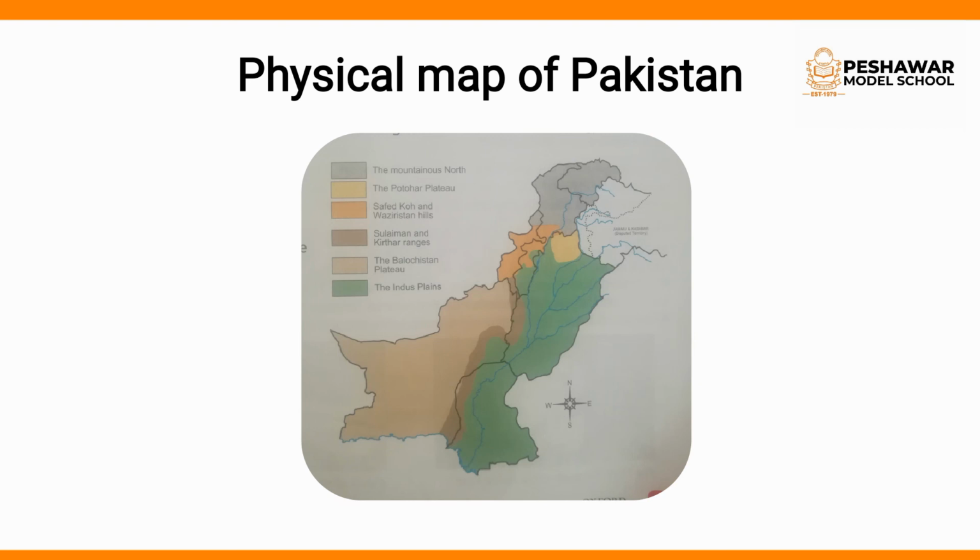In every map the key must be given, and in every map the directions must be given. For example, look at the directions: west, east, north, south. This is important for a map. Without this we cannot say that it is a good type of map. In every map the title, the key and the direction must be given.